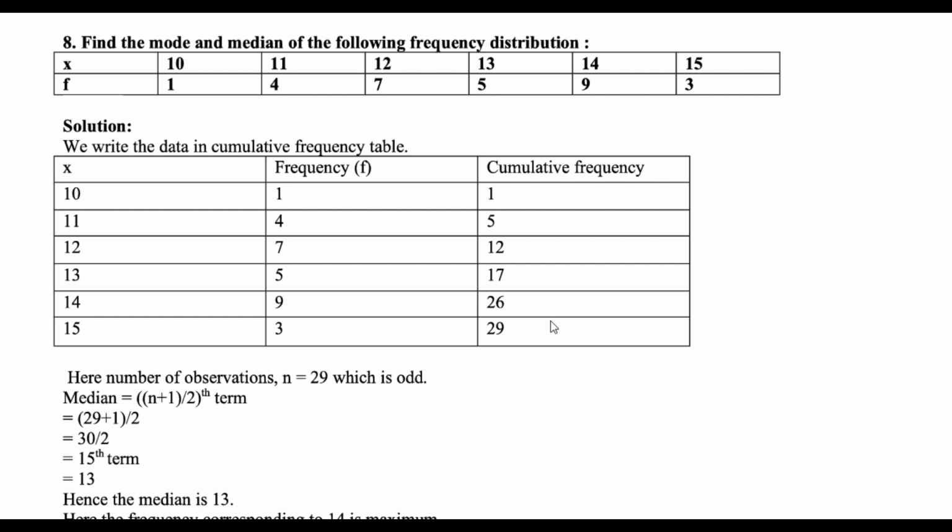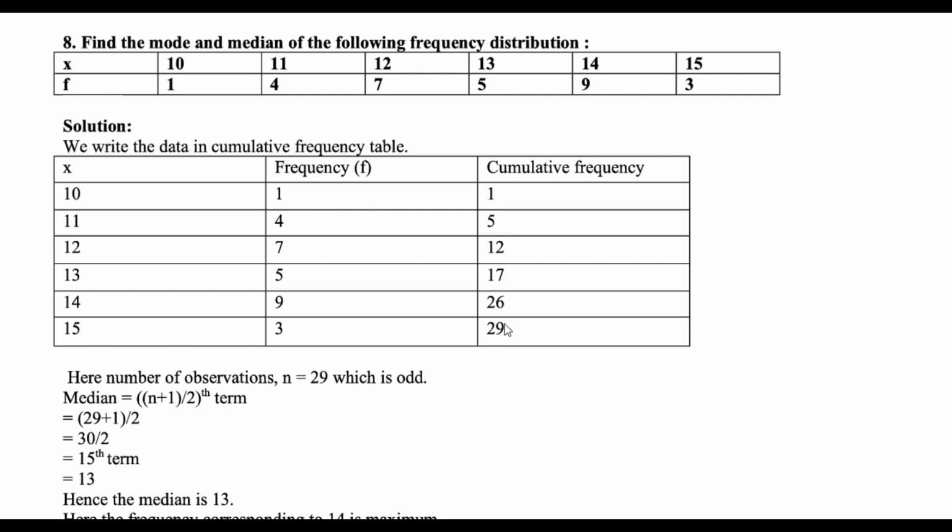I think you know how to do the cumulative frequency. First frequency will be copied over here. From the next, cumulative frequency, just add the frequency of the next class with the cumulative frequency of the previous class. See, 1 plus 4 is equal to 5, 5 plus 7 is equal to 12, like this. I also discussed in the previous class.